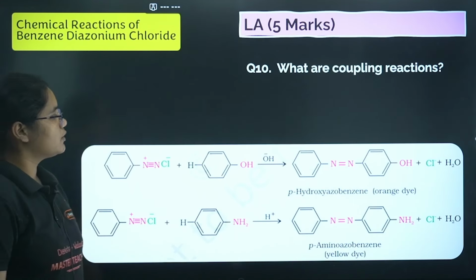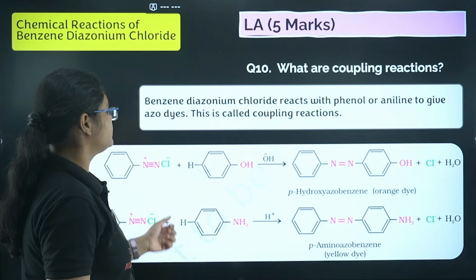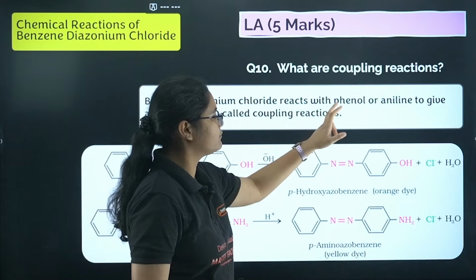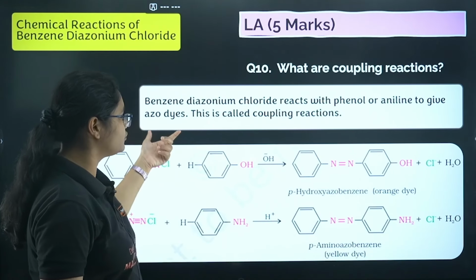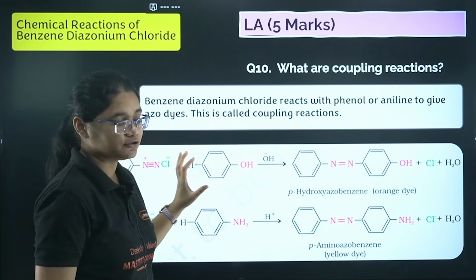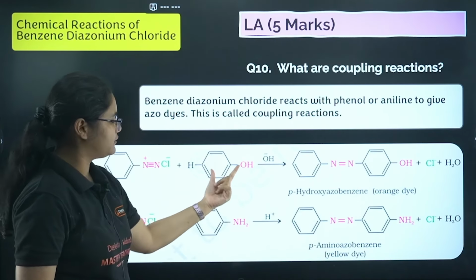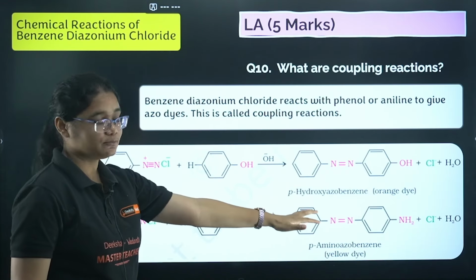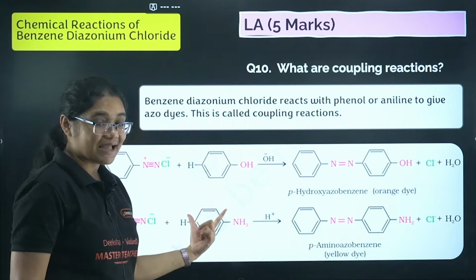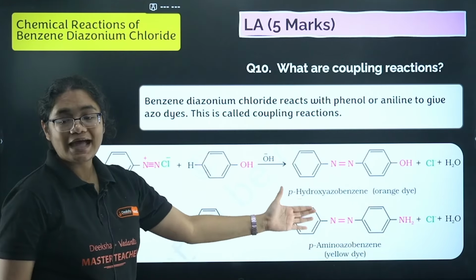Next, what is coupling reaction and give an example? Benzene diazonium chloride can react with phenol or aniline to give azo dyes, and this is called coupling reaction. You have coupling reaction with phenol to give you para-hydroxyazobenzene. You can have coupling reaction with aniline to give you para-aminoazobenzene.